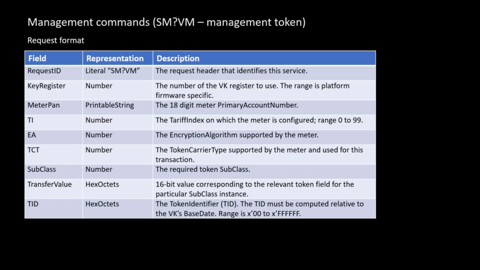SMVM, the representation is an SM?VM. Then you get a key register number, the number of the VK register to use to do this command. The meter pan, which is a printable string, and for that you can refer to the IEC document 62055-41. The tariff index, encryption algorithm to use, token carrier type, the subclass, the transfer value in hex, and the token ID in hex.